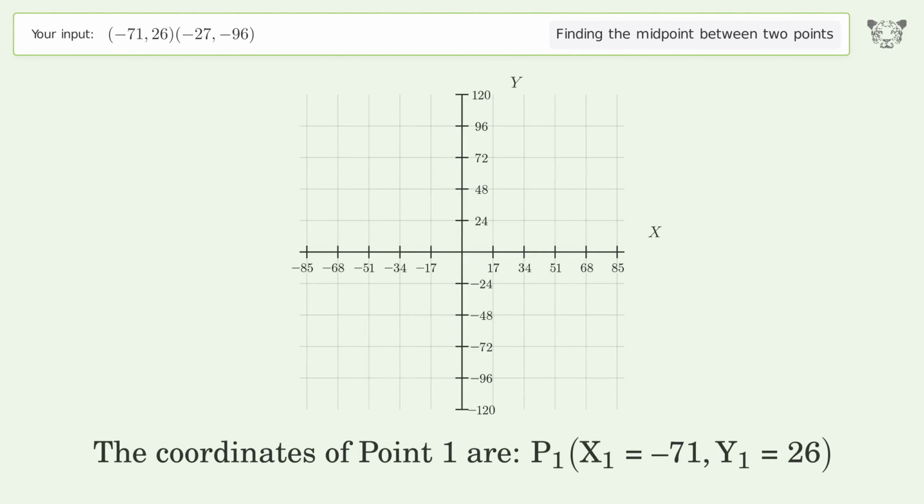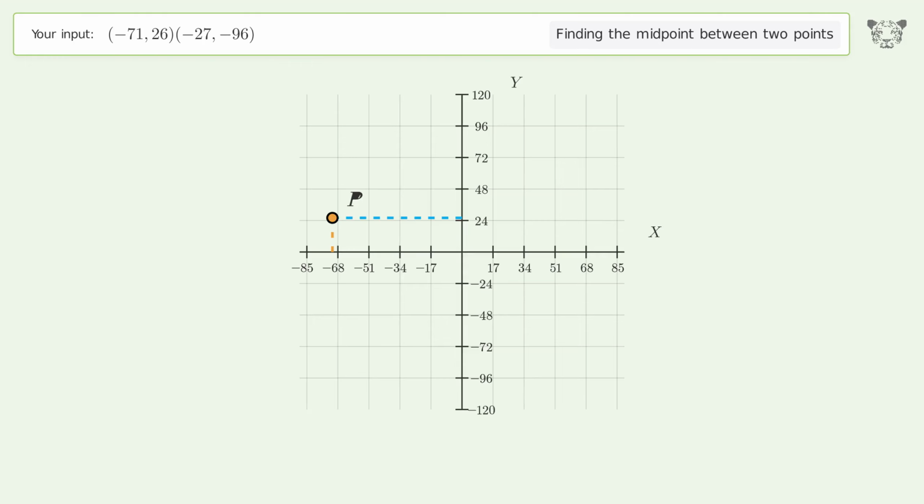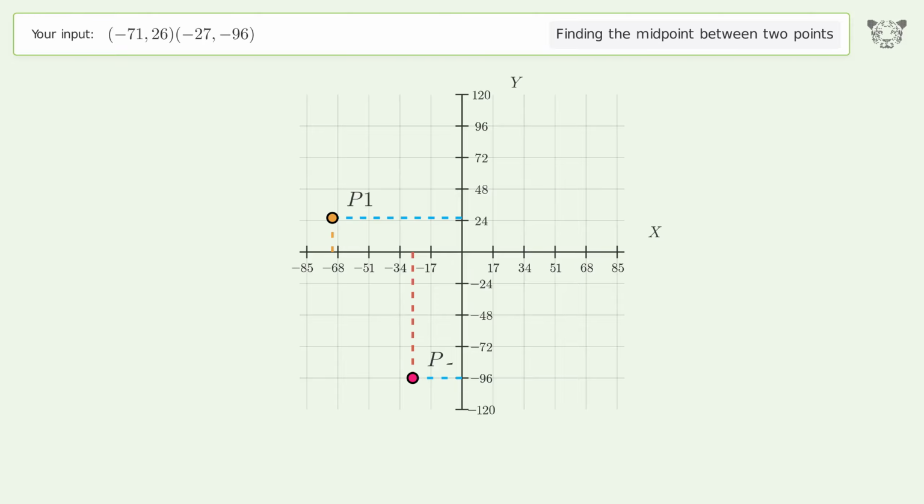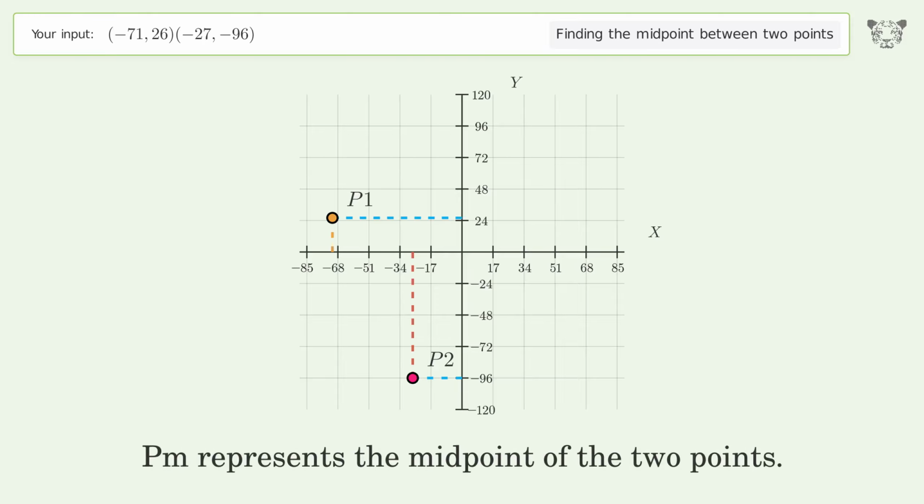The coordinates of point 1 are, x1 equals -71, y1 equals 26. The coordinates of point 2 are, x2 equals -27, y2 equals -96. PM represents the midpoint of the 2 points.